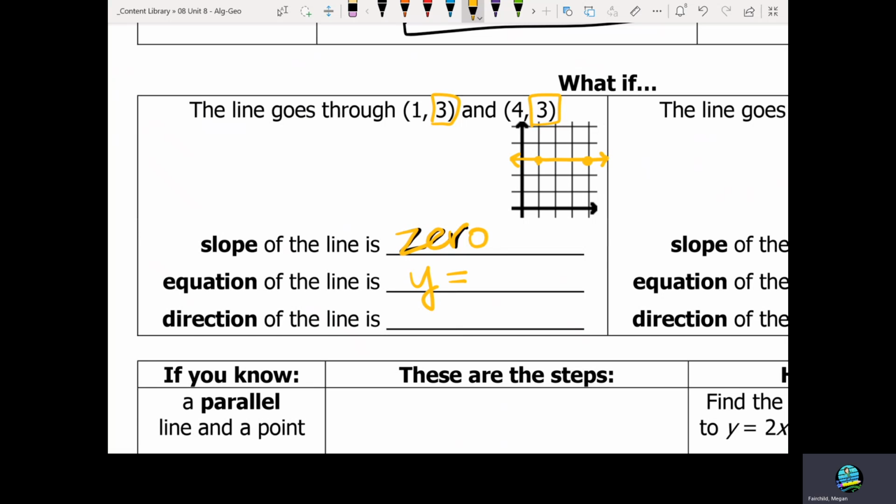No, so the slope is 0. Reed, you with us? The slope is 0, so if you say y equals 0x, that's pretty much, you don't need that part. What does y equal? 3. What does it equal on the other point? 3. Y is always 3. Y equals 3. That's the line. Any point on that line, y equals 3. The direction of the line, it's called a horizontal line.